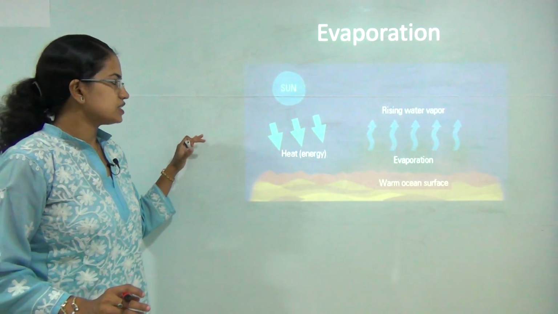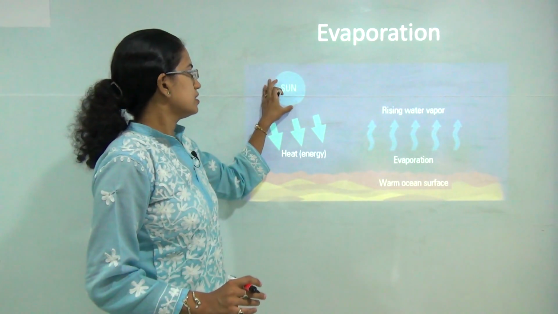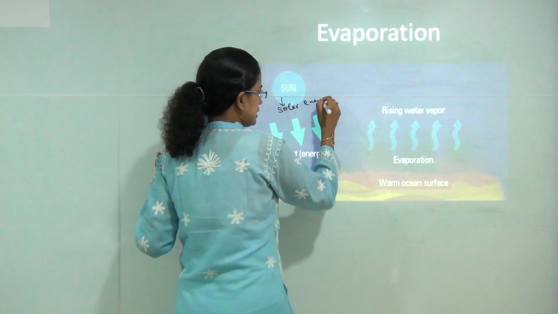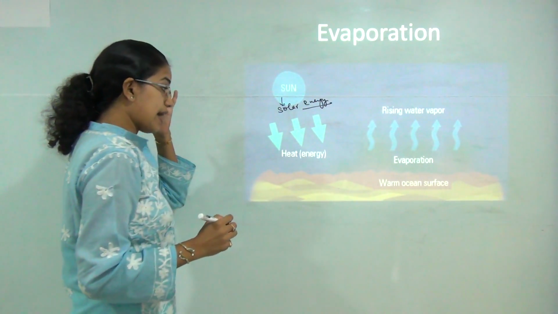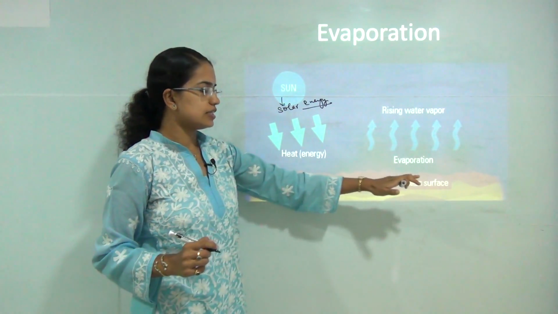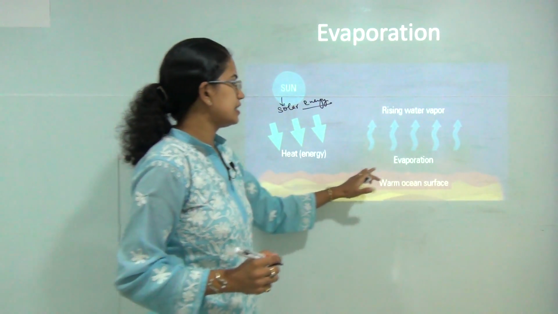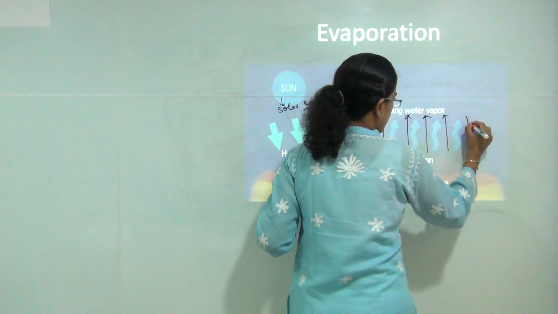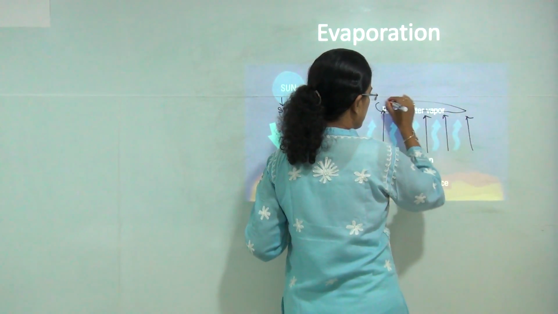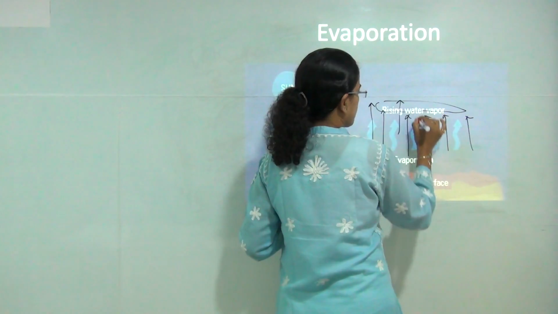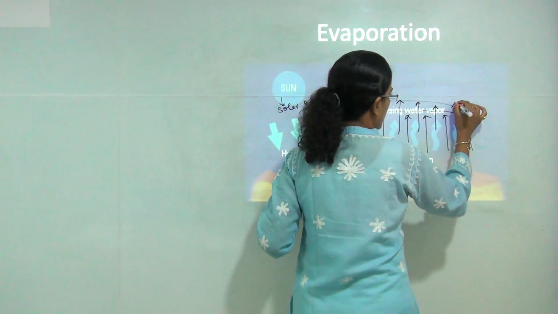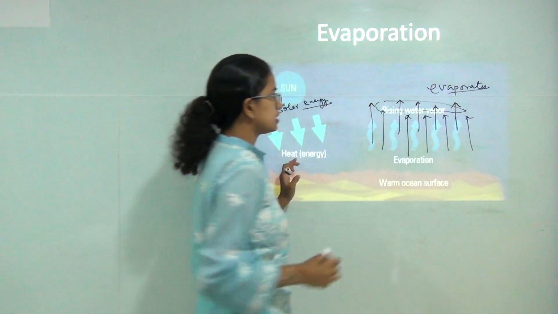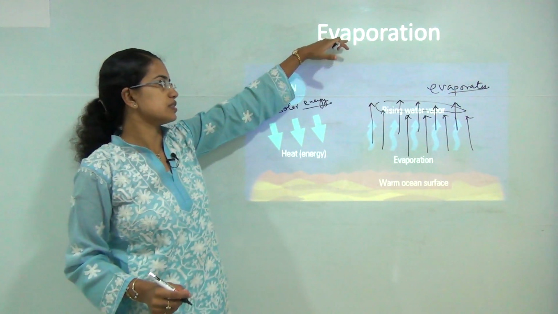Now under evaporation, what happens is you have the sun that provides the solar energy, and that solar energy heats up the surface. So you have heating of the water body as well as the ocean body, and that leads to formation of water vapor, and that formed water vapor moves up or kind of evaporates. So that is the first stage under the hydrological cycle, that is the evaporation process.